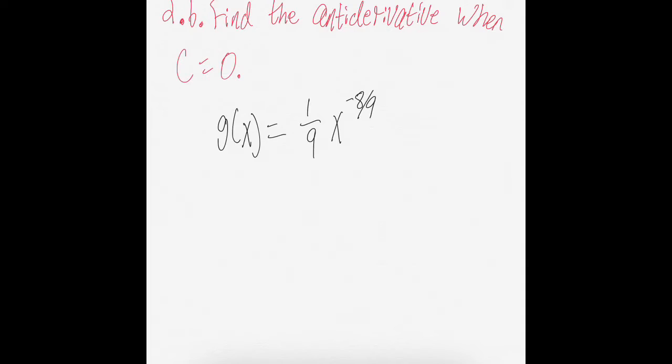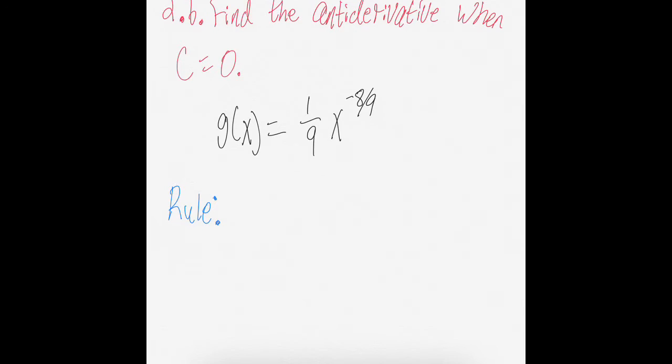I'm going to go ahead and write out the relevant rule and then show how you can apply it in this one example. I won't spend a ton of time on these first few examples so that we can cover some of the more challenging ones later on. This first problem asks for the antiderivative when c equals 0 of the function g of x equals 1/9 x to the negative 8/9.